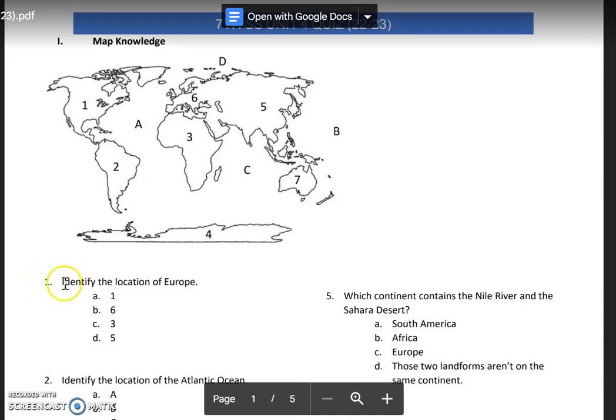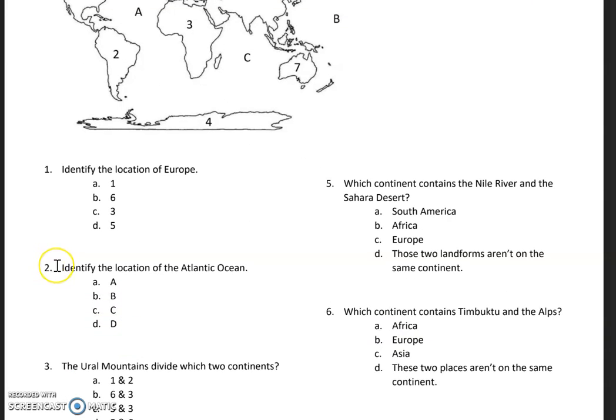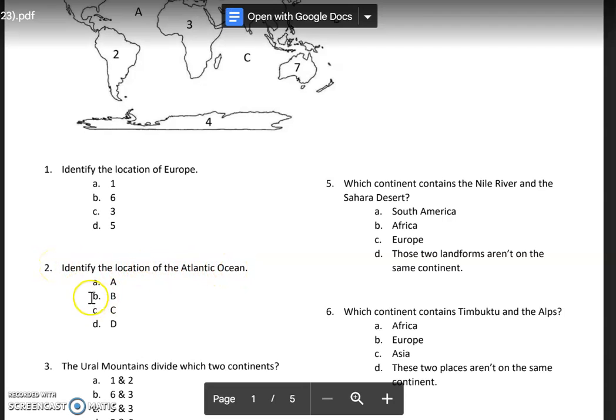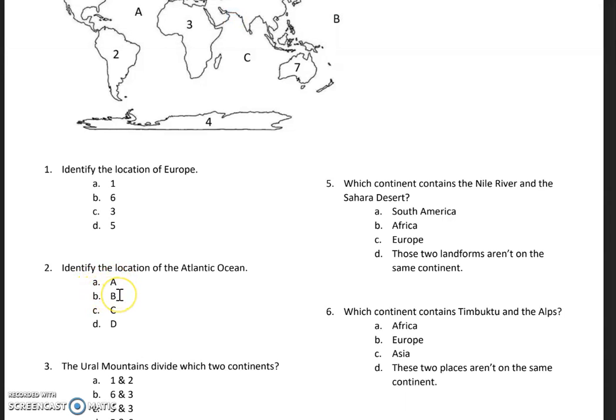Number 1, identify the location of Europe. A, 1, B, 6, C, 3, D, 5. Number 2, identify the location of the Atlantic Ocean. A, B, C, D.